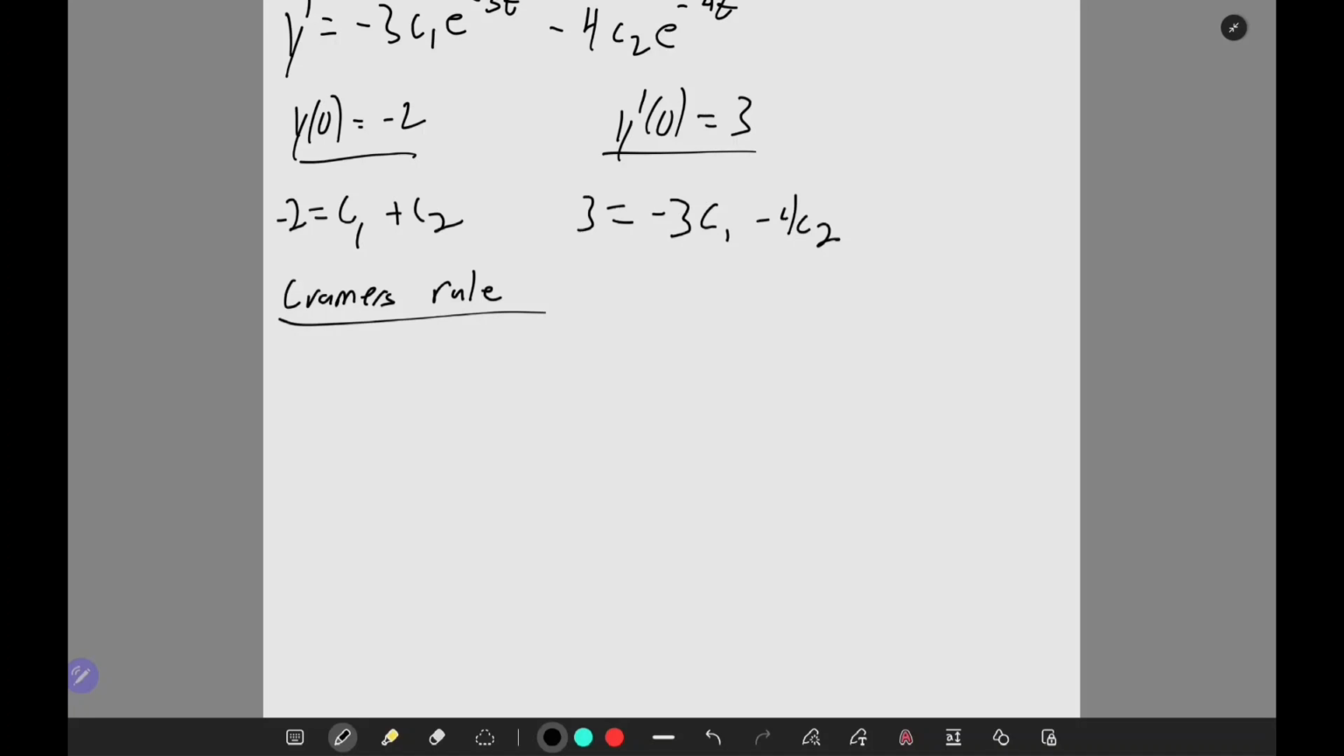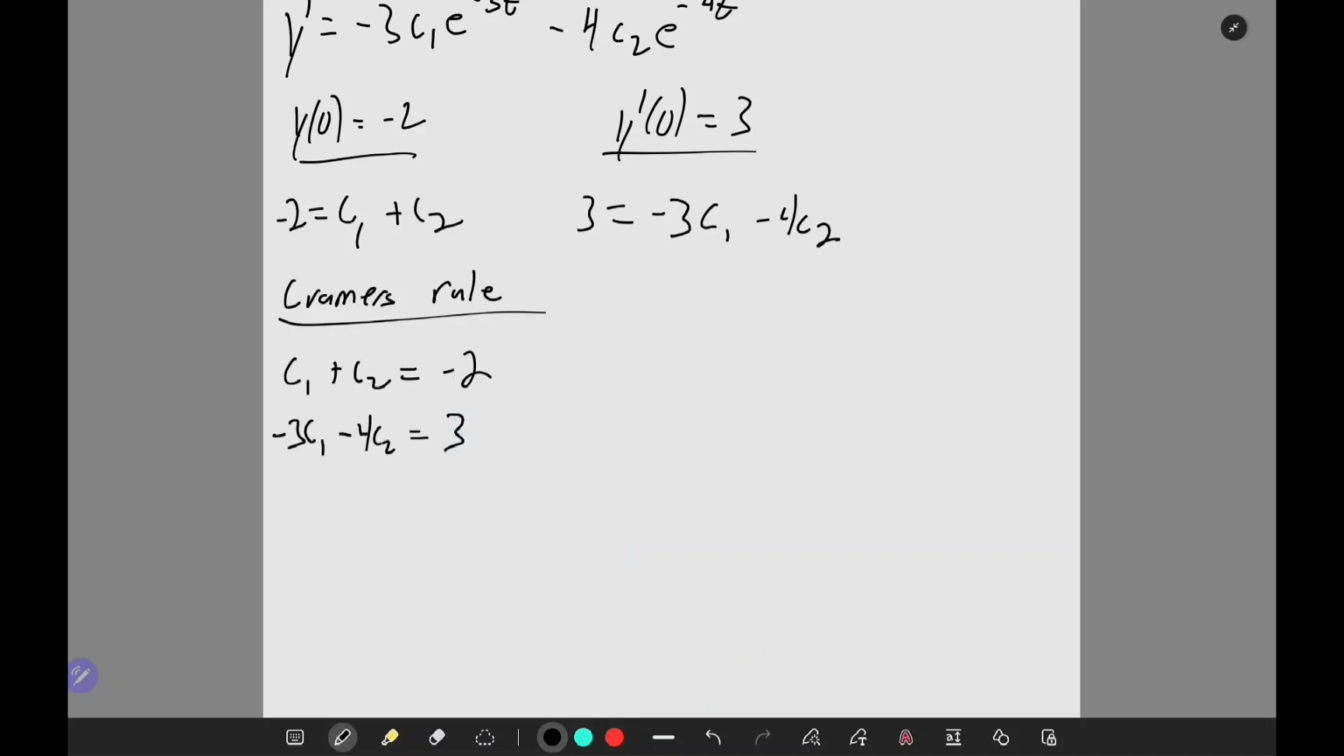So if you've taken matrices before, you know that if we have C1 plus C2 is equal to negative 2, and we have two, 3, right?